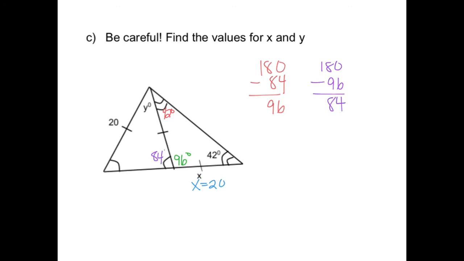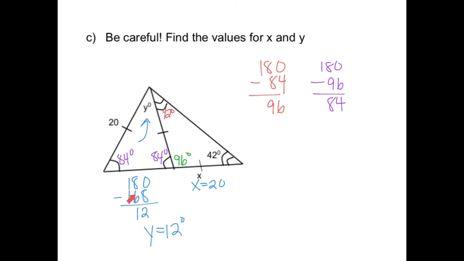So this is 84 on this side, which because of congruency marks, this is also 84. And now finally, I can jump back up to y there by taking 180 and subtracting the 168 from the two 84s, which is 12. So y equals 12 degrees.